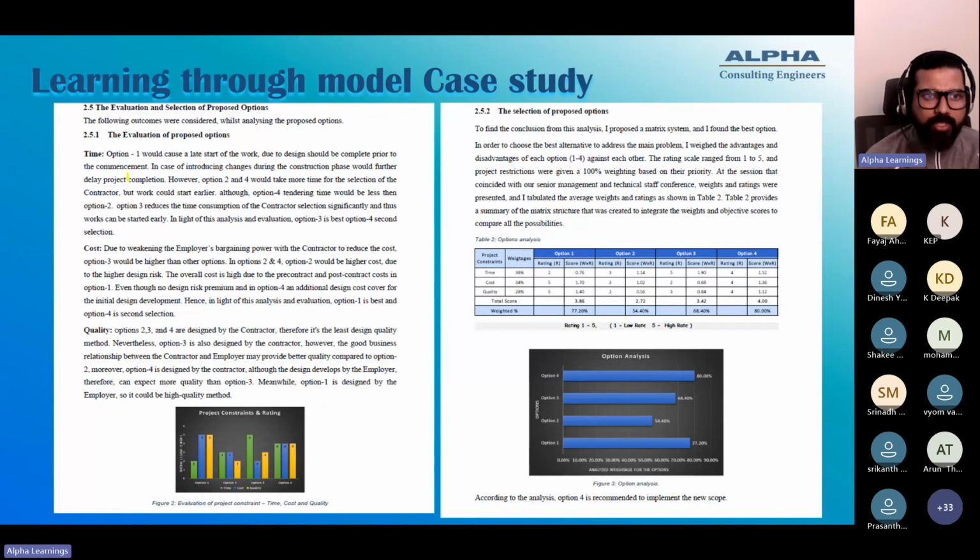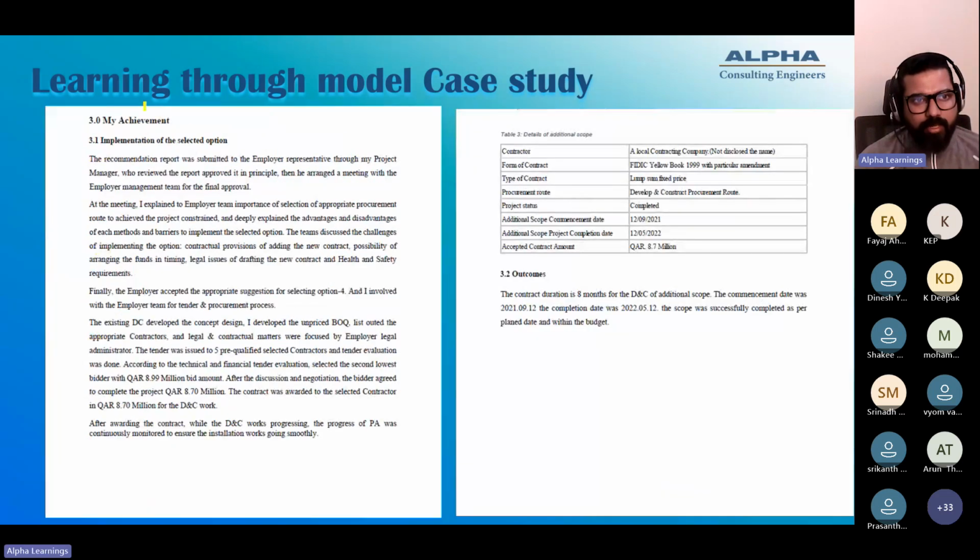Then evaluation of the proposed options. So it is all coming under my approach: time, cost, and quality. In terms of time, cost, and quality, each of the options is analyzed through quantitative analysis, and then the selection of the proposed option. Here the candidate has used option analysis through a weightage and points rating system, and the option which has rated maximum is taken as the most feasible option.